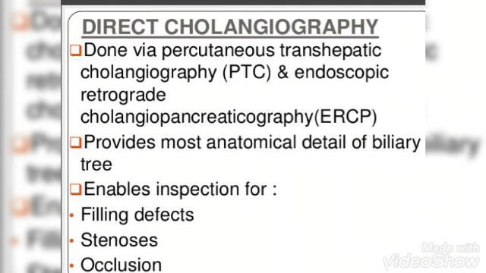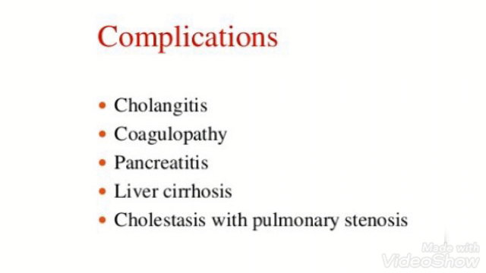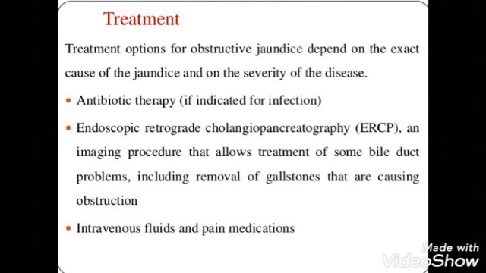Direct cholangiography done by percutaneous transhepatic cholangiography and endoscopic retrograde cholangiopancreatography provides the most anatomical detail of the biliary tree. It enables inspection for filling defects, stenosis and occlusion. Barium meal is also a very good investigation, usually done to investigate the C loop of duodenum. In carcinoma of the head of the pancreas, there may be widening of the C loop of duodenum, that is the PAT sign. Complications could be cholangitis, coagulopathy, pancreatitis, liver cirrhosis or cholestasis with pulmonary stenosis.